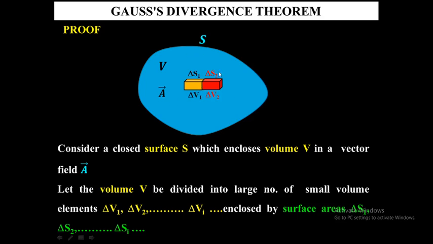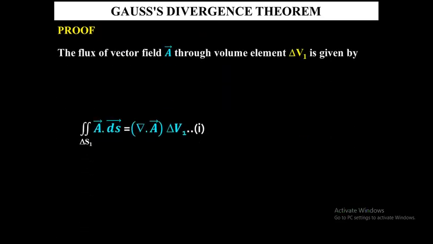So if there are a number of volume elements, then for all volume elements the outward flux through the common surfaces is equal and opposite. So they will cancel out. Only the boundary remains, and the boundary is nothing but the surface S. Through the common surfaces the outward flux will be cancelled out, so only the boundary of the surface will remain, and the boundary of the surface is represented by the surface S.